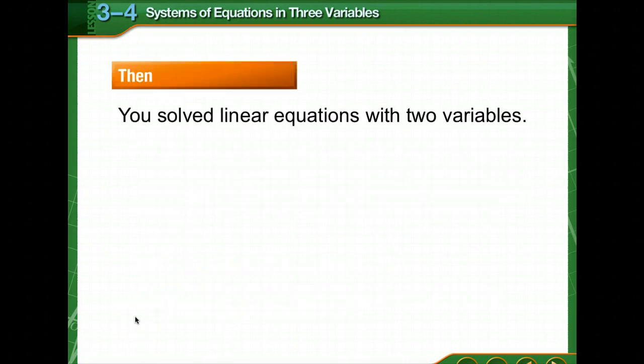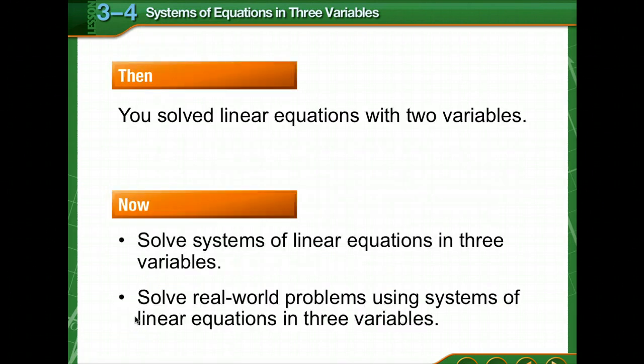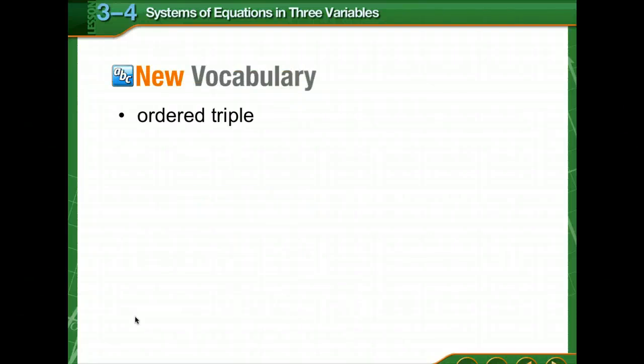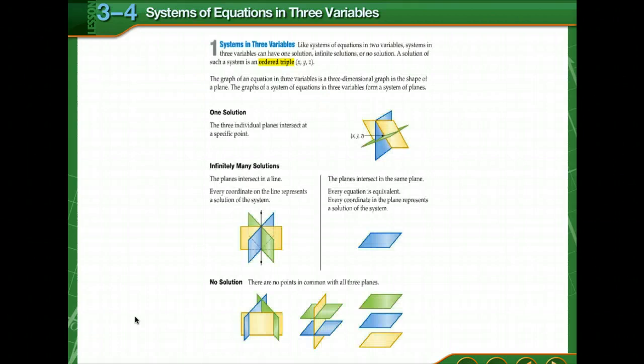So you've solved linear equations with 2 variables. Now we're going to solve systems of linear equations in 3 variables, and we're going to solve real-world problems using systems of linear equations in 3 variables. One new word, ordered triple. This is something that I copied from the textbook because I thought it was really important for you to be able to see this.